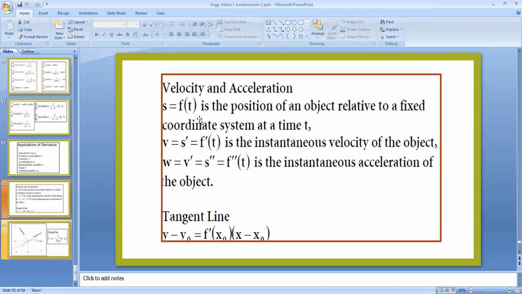So how do you define that velocity? It is nothing but the change in displacement with respect to time. And if you take the derivative once again, you get the acceleration.